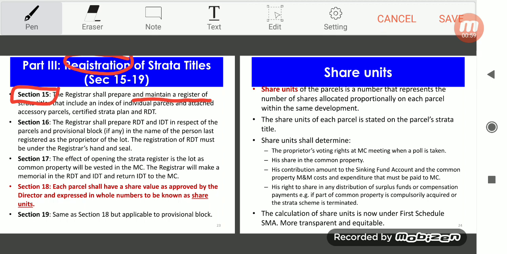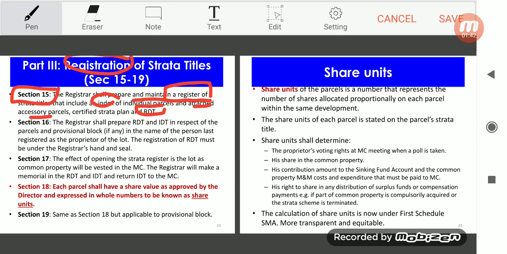The register is an index of individual parcels and of the attached accessory parcels of the individual parcels, and the certified strata plan for the development, and also finally the RDT. So what is RDT? RDT is the register document of title. RDT is kept at the register in the PTG. So that is section 15, on the preparation and the maintenance of the register.